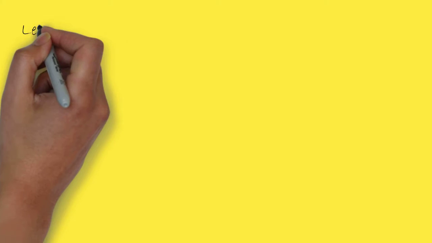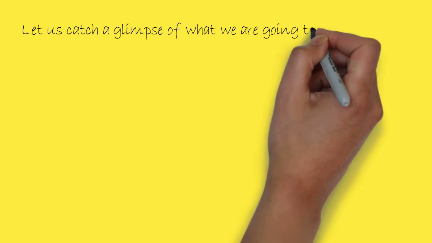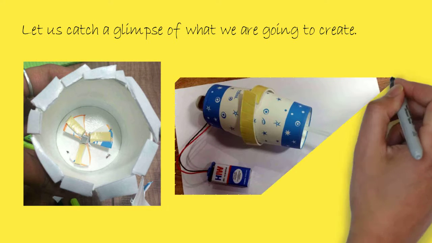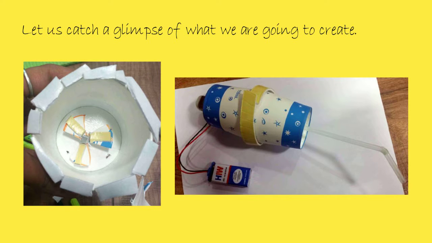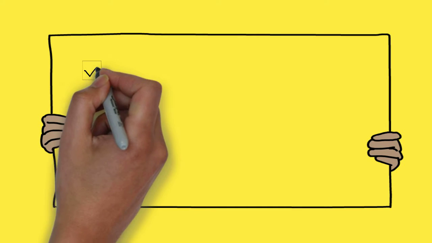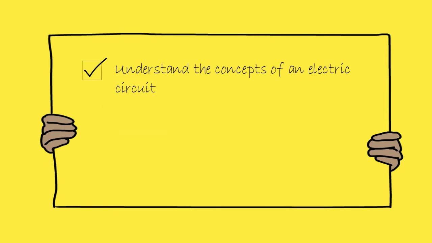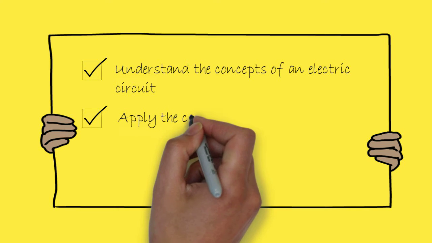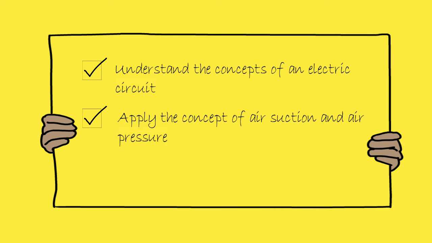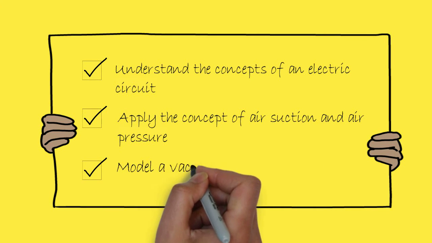Now, let us catch a glimpse of what we are going to create. After this activity, you will be able to understand the concepts of an electric circuit, apply the concept of air suction and air pressure, and model a vacuum cleaner.